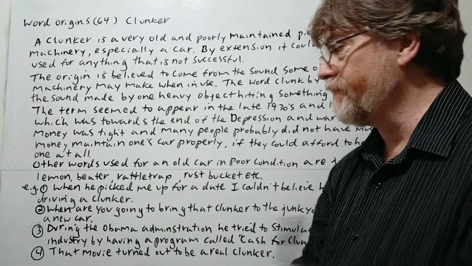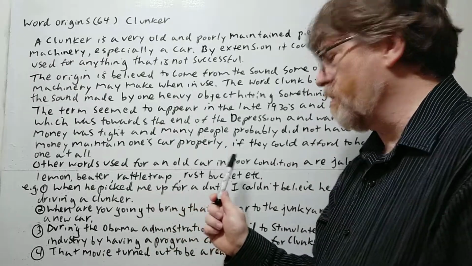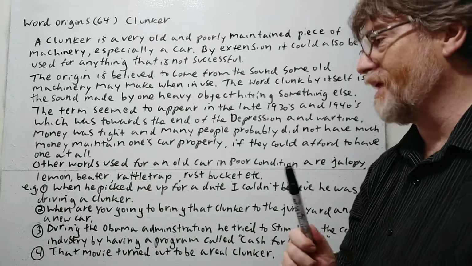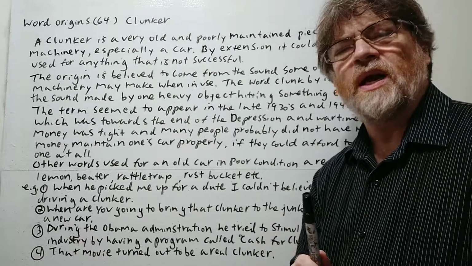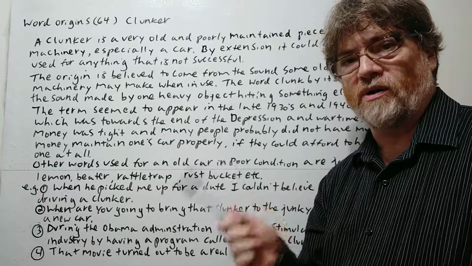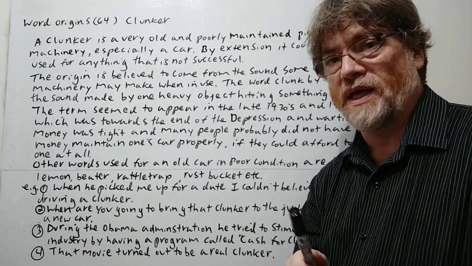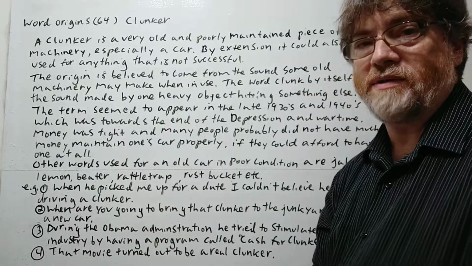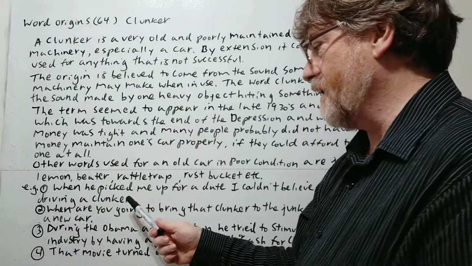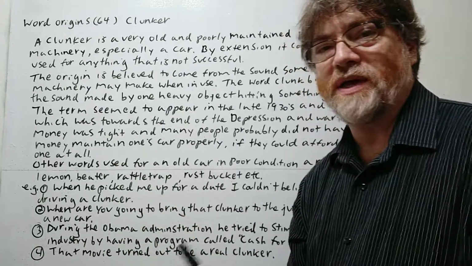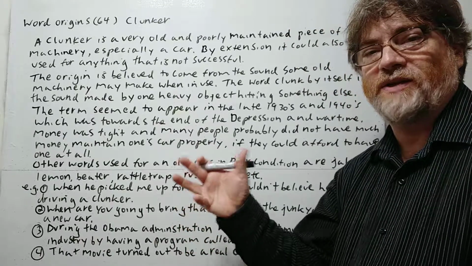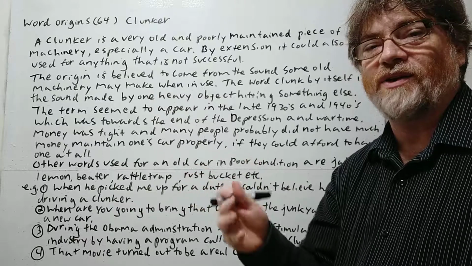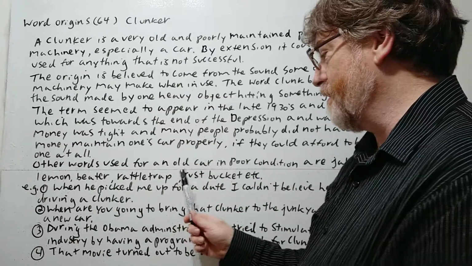Okay, let's continue. Other words used for an old car in poor condition are jalopy. Lemon. Well, lemon doesn't always have to be very old. It just means a car that breaks down a lot, but usually that is an old car. A beater, it's beating along. Rattle trap, like different parts of the car shaking a lot. That's like a rattling noise, so kind of a similar idea.